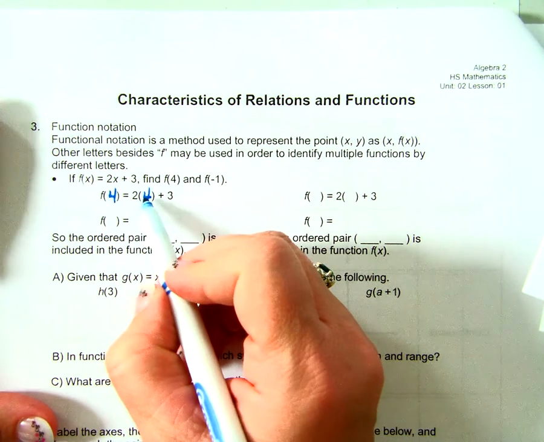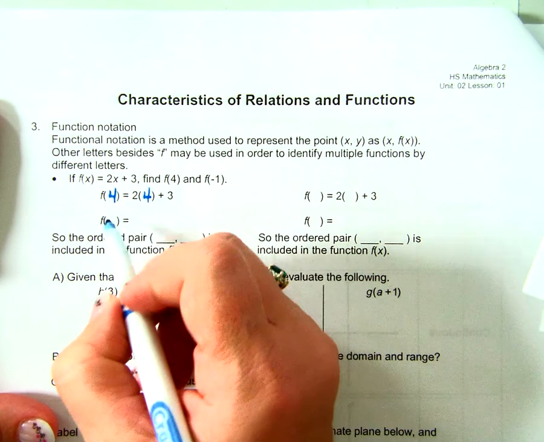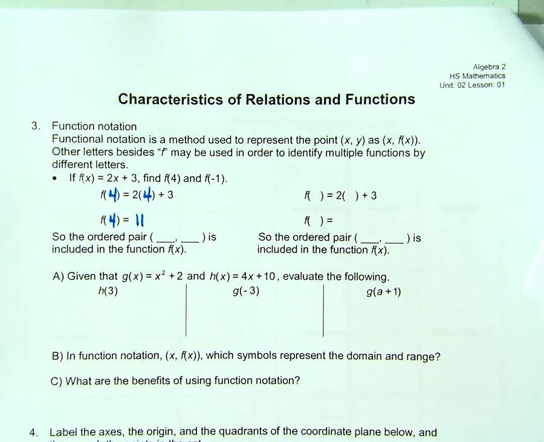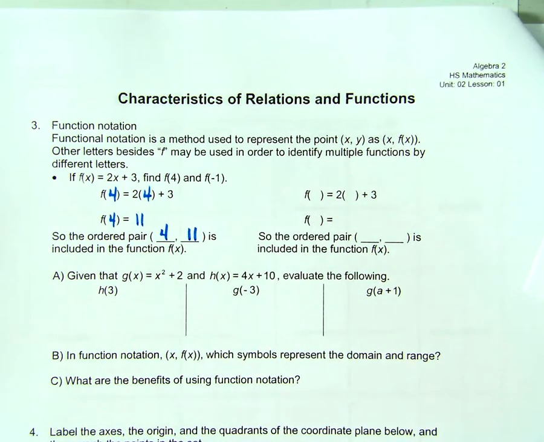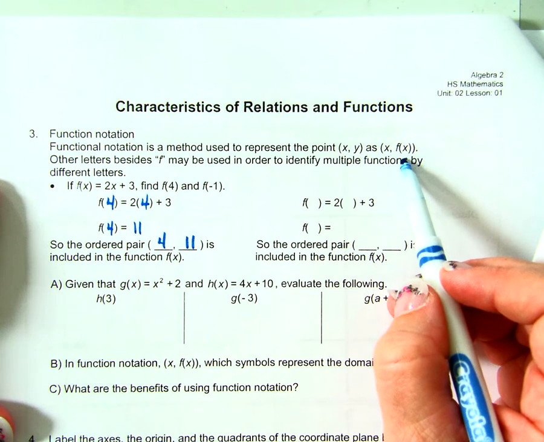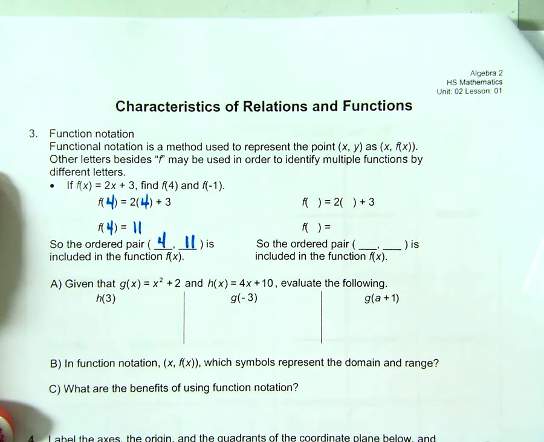What is 2 times 4? 8 plus 3? So f(4) is 11. So the ordered pair is (4, 11). Remember, it looks like (x, f(x)). Okay? (x, y) is how we've always said it, right? But in function notation, this is what it looks like.